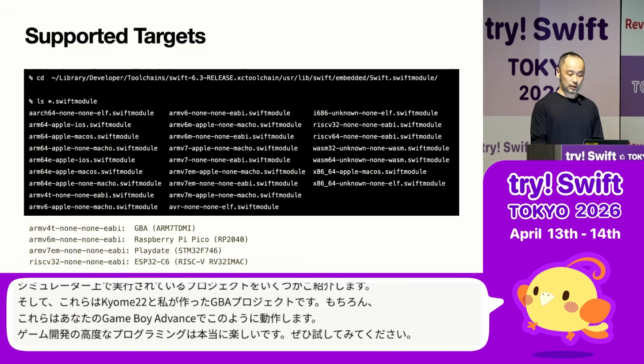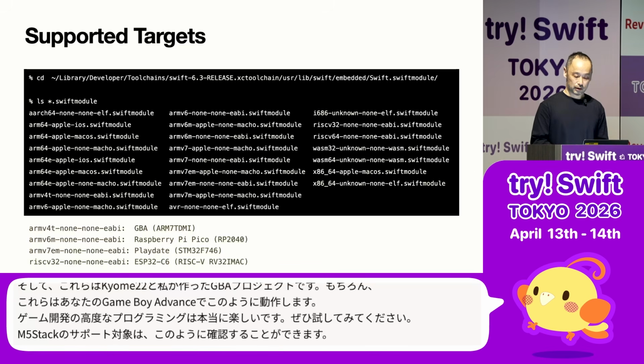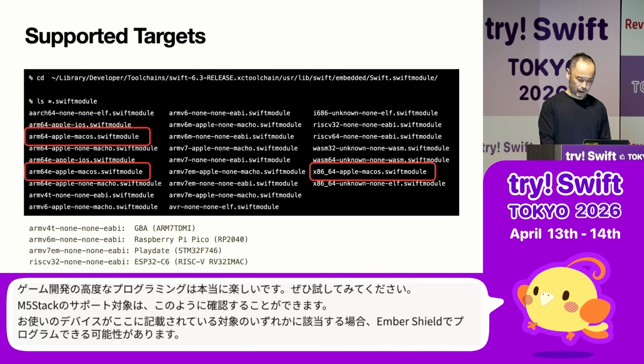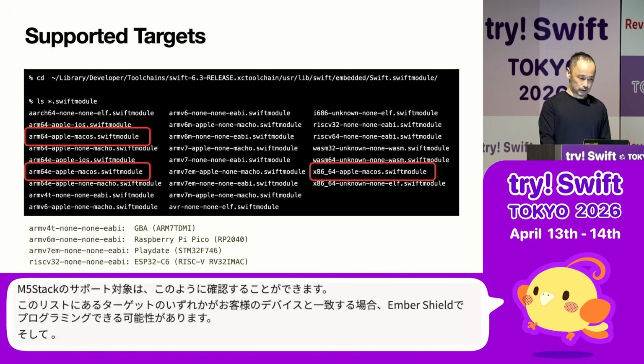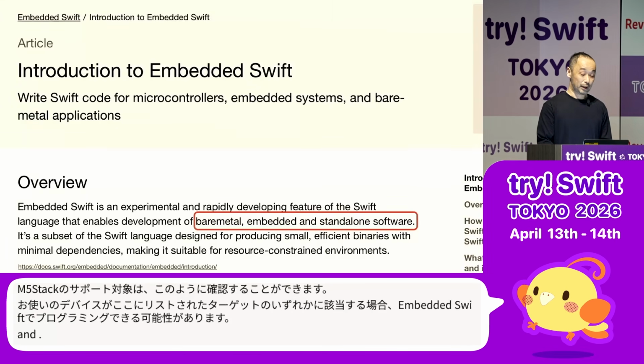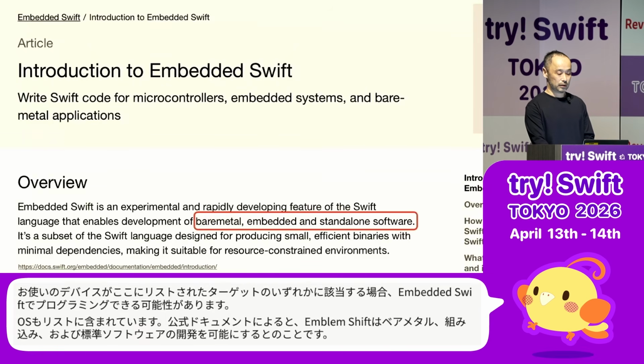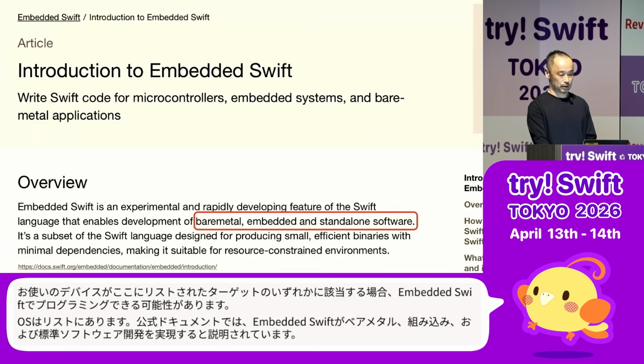You can check the supported targets for Embedded Swift like this. If your device matches any of the targets listed here, you can probably program it with Embedded Swift. And look, macOS is on the list. The official documentation says Embedded Swift enables development of bare metal, embedded, and standard software. Yes, that's right. Embedded Swift is not just for embedded devices.